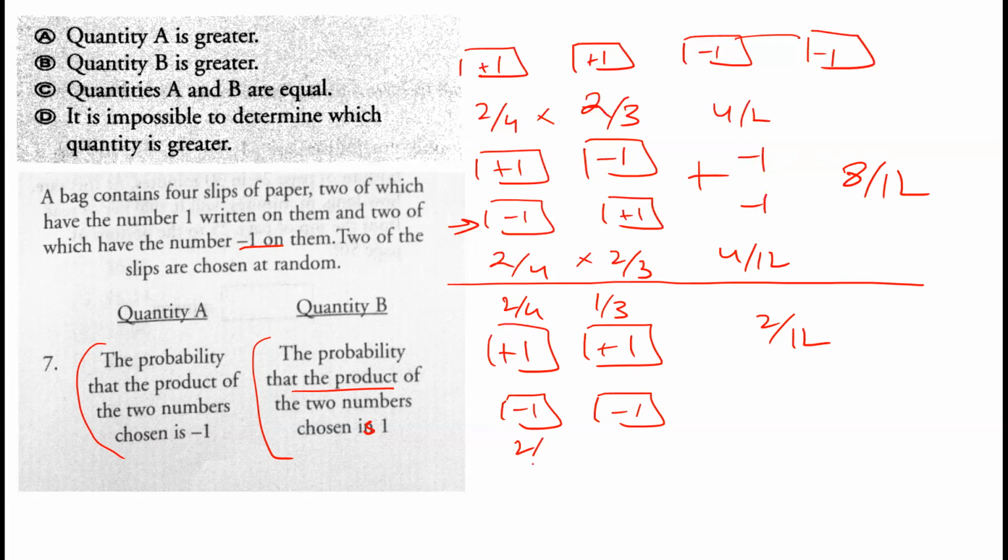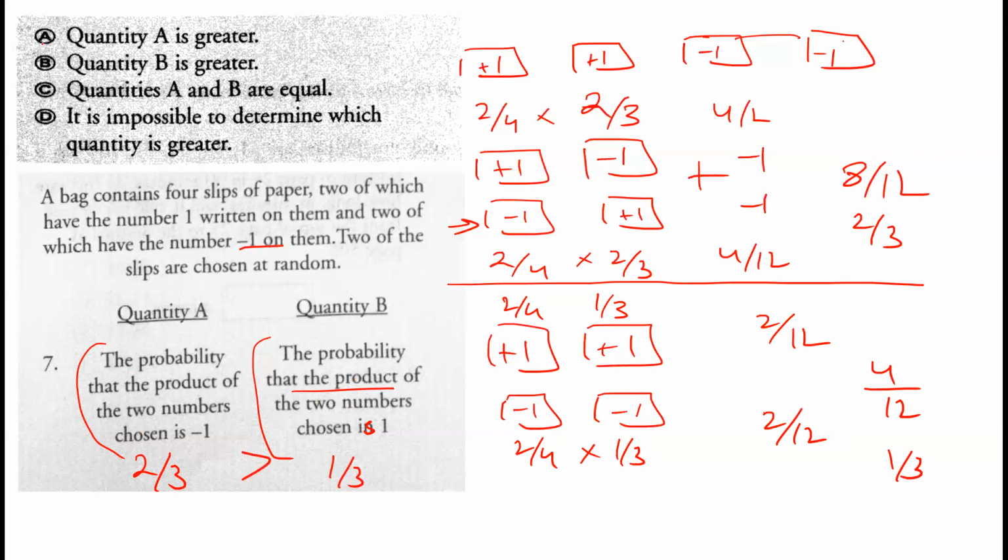So this would be 2 by 4 because there are 2 negative slips. And then again a negative slip. So this would be 1 by 3 because only 1 negative slip remains. So this would again be 2 by 12. So we can write this as 4 by 12. So this is 2 by 3 and this is 1 by 3. So the probability of having a negative number is 2 by 3 and the probability of having a positive number is 1 by 3. So quantity A is greater than quantity B.